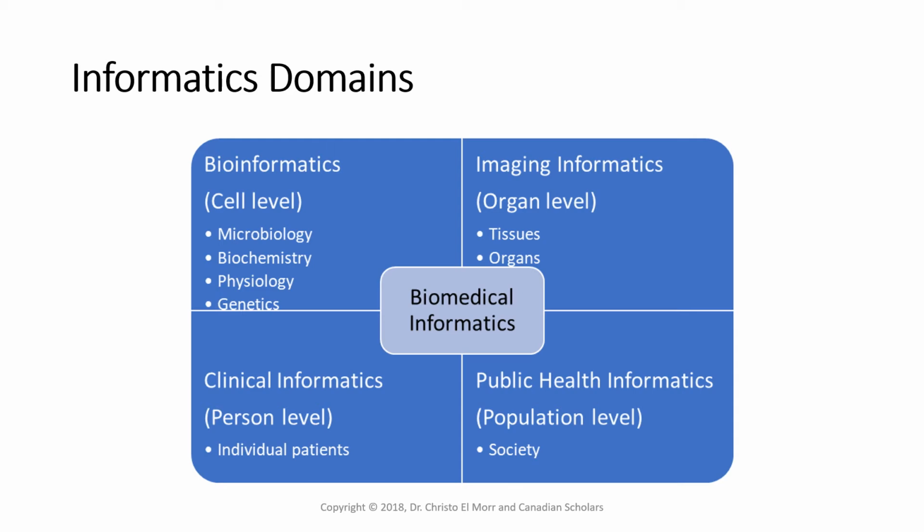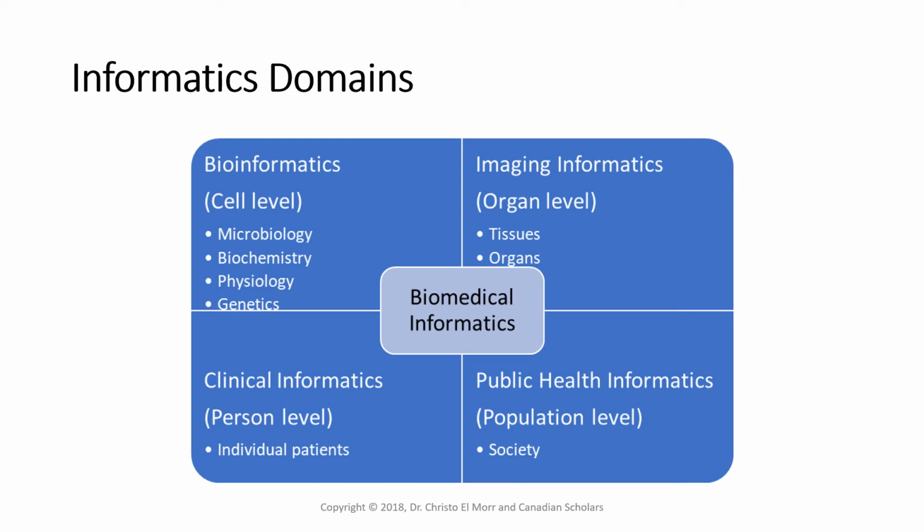Now for imaging informatics, of course, we can look at the organ level, at tissues and organs. So the type of data that we may get is different, and you understand that very well. Now for clinical informatics, we are looking into clinics, so dealing with the entire body of a human. Here we are looking at the data that we can obtain, keep, classify, and then use for individual patients.